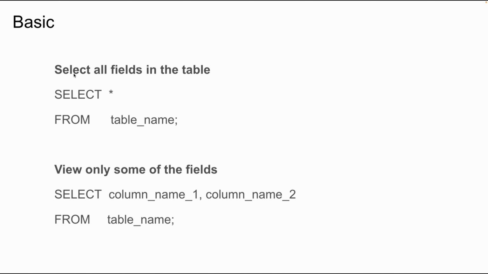The first is to select all fields in the table by putting the star symbol after the select keyword, and the second is to view only some of the fields in the table by putting the column names after the select keyword. After you select the columns or all columns, you put the from keyword and the table name. That's all for the basic syntax. Now we will try it.